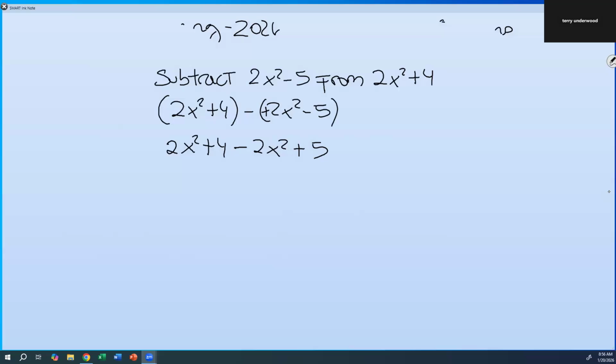The next part is to work with your like terms. You have a positive 2x squared and a negative 2x squared, because they are the same term but opposite signs, they cancel out. And then you have 4 plus 5 is a 9, and that is your final answer for this question. Let me do one with fractions. And that will be the last one that we'll touch today.